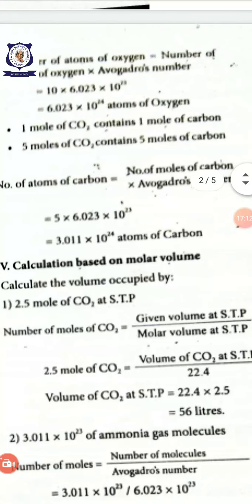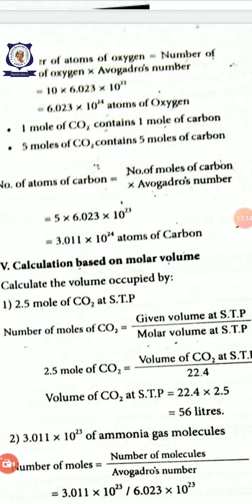See, 1 mole of carbon dioxide contains 1 mole of carbon. 5 moles of carbon dioxide contain 5 moles of carbon. So number of atoms of carbon is equal to number of moles of carbon into Avogadro number. In carbon dioxide, carbon value is 1 mole. So 1 mole into 6.023 into 10 power 23. 5 moles of carbon dioxide contain 5 moles of carbon. So we multiply 5 into Avogadro number.